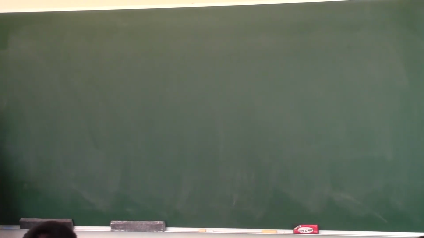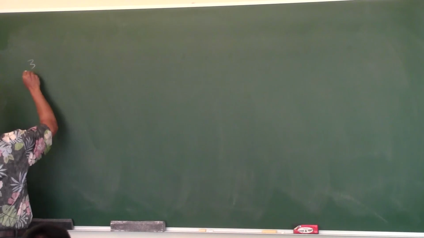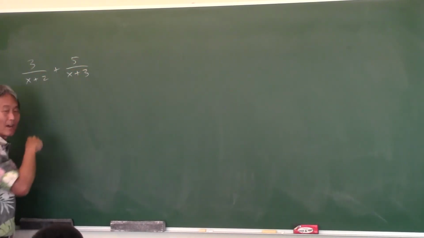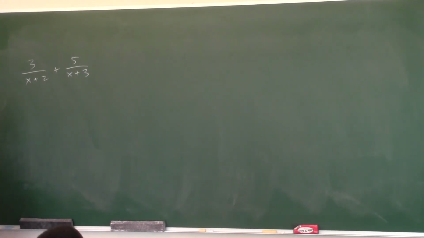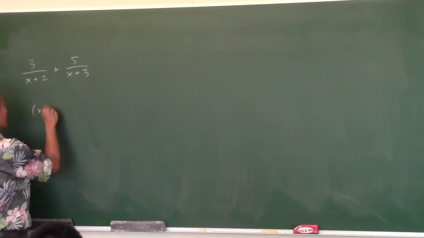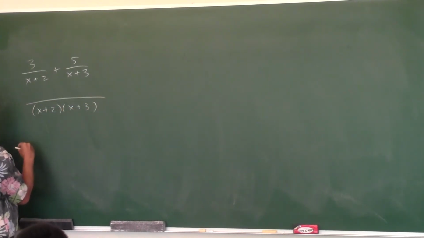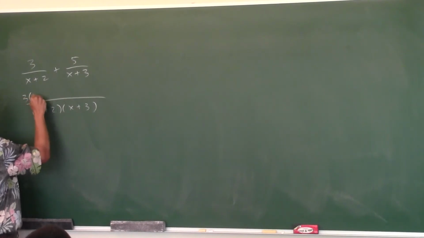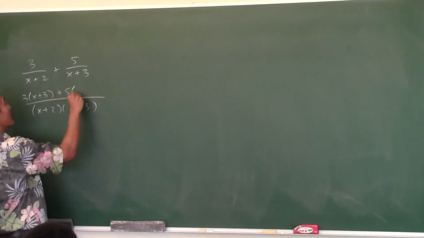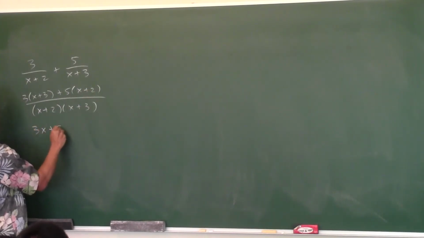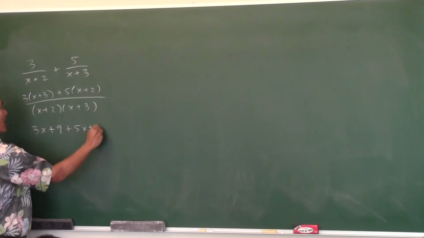Okay, so let's go back to Algebra 1. Do you guys remember how to add fractions? Like if you have 3 over x plus 2 plus 5 over x plus 3. How do you add fractions together? You make a least common denominator. So the least common denominator is this. What goes on the top? 3 times x plus 3 plus 5 times x plus 2. Simplify the top, so you get 3x plus 9 plus 5x plus 10.